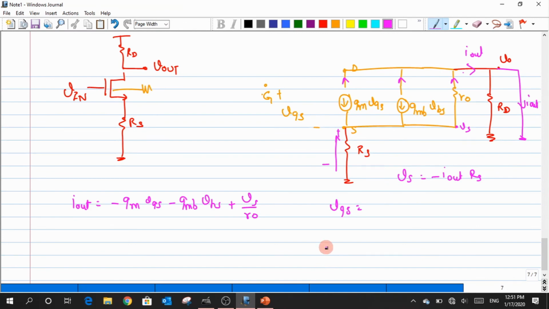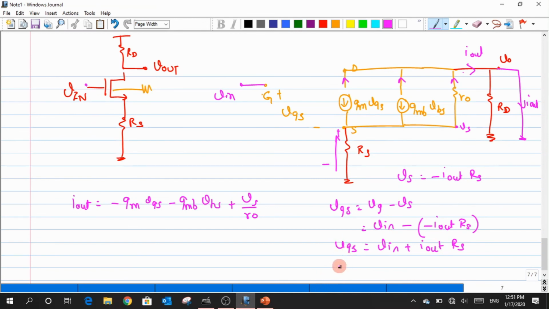So due to which, let me try to redefine my VGS as VG minus VS. This VG is nothing but what is connected to my gate, Vin. So Vin minus this VS, where again I have minus I out times RS. Clear? So the entire VGS would then be written as something like this.